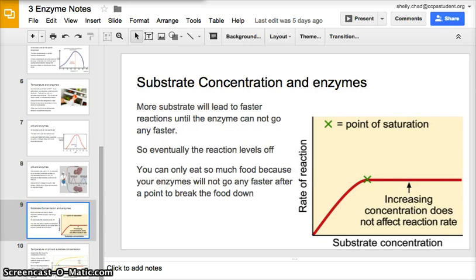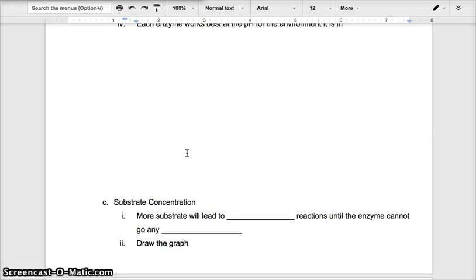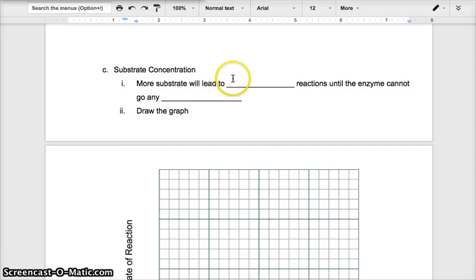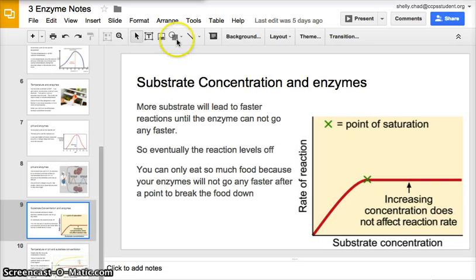Alright, so now the last one is substrate concentration. The more substrate, the faster the reaction, because there's more substrate to bind to, until the enzyme cannot go any faster. Once the enzyme can't go any faster, it will level off. The substrate bumps into the enzyme and makes it go quick, but eventually the enzyme can only go so fast. It's kind of like your car: you can increase speed, but eventually you can only go so fast. There's a point where no matter what you do, you're not going to get any faster. So you just level off.